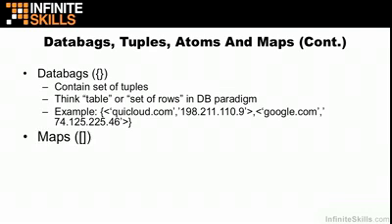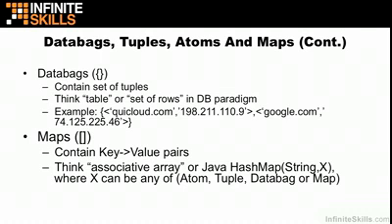Last up, we have maps, which contain key value pairs, and you can think of these as an associative array or a Java hash map, where the value part of the key value pair can be of any type. Could be an atom, could be a tuple, could be a data bag, or it could be another map. An example here would be something like a clearance field has the value of top secret, and we could include this map as, again, part of another tuple.